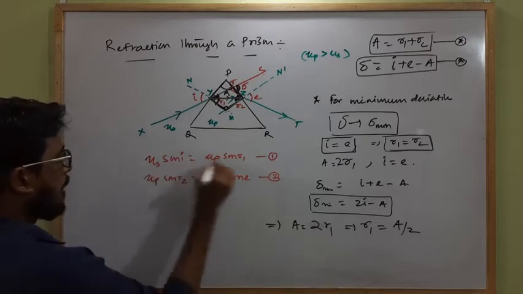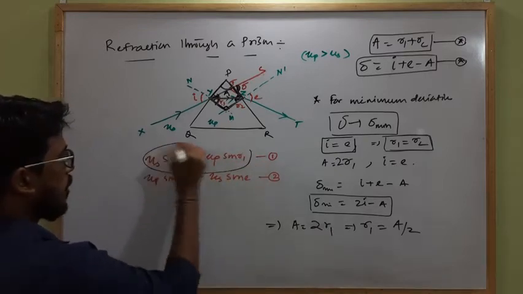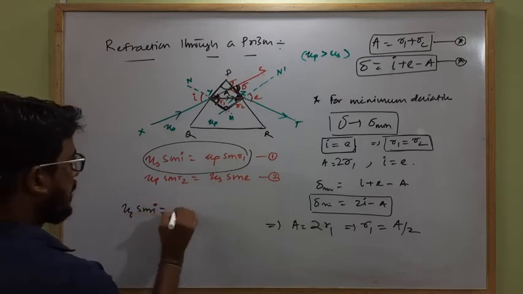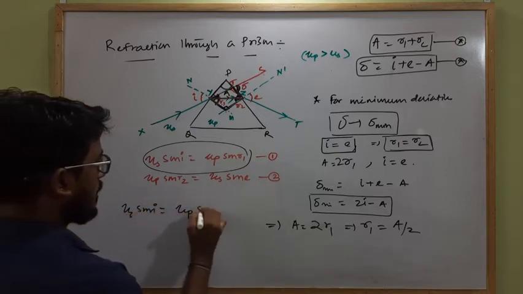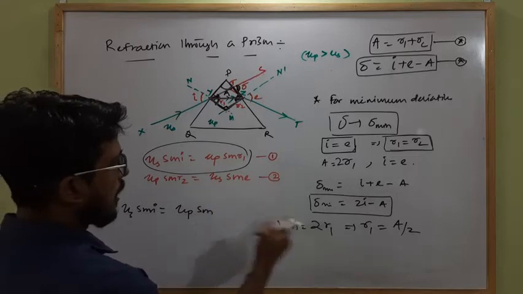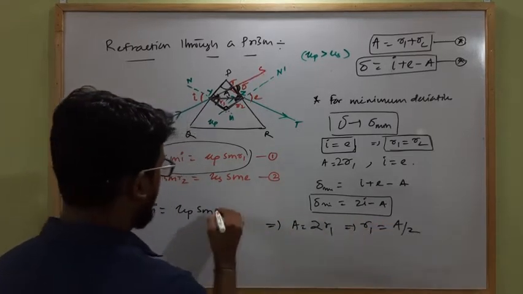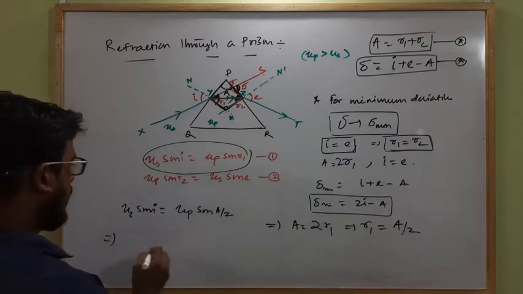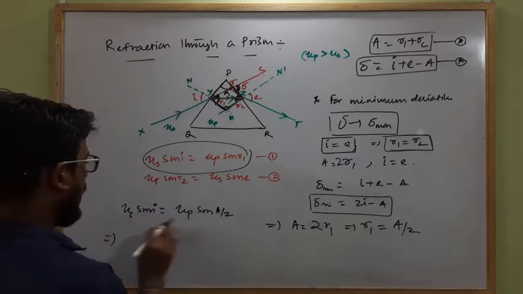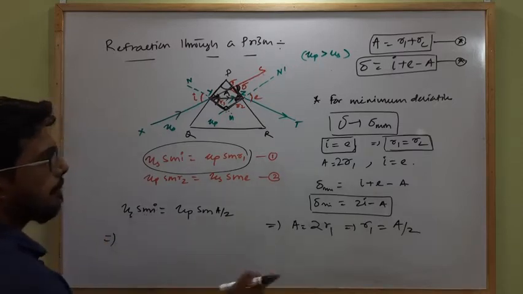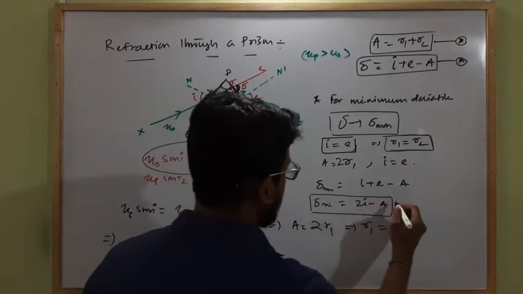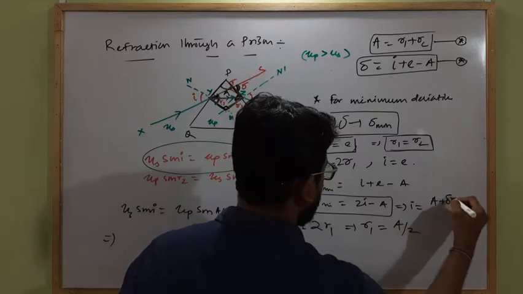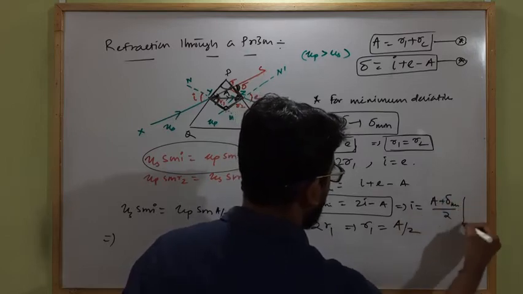So the refractive index of the prism will be how much? Applying equation 1, we will get mu S sin I equal to mu P sin R1. What is R1? R1 equal to A by 2. So this implies I equal to how much? I equal to (A plus delta minimum) by 2.